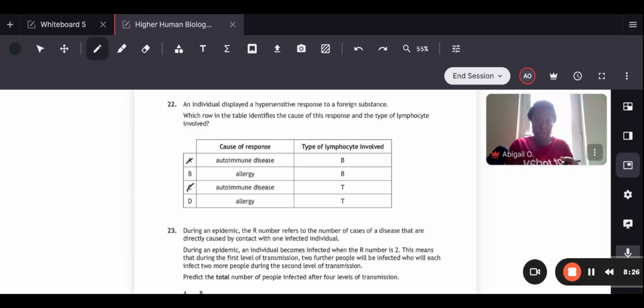Now, the important thing to understand is that allergies are always B cell mediated. Okay, it's autoimmune disease that would be T cell mediated, but since we're talking about an allergy, the answer here is going to be B.